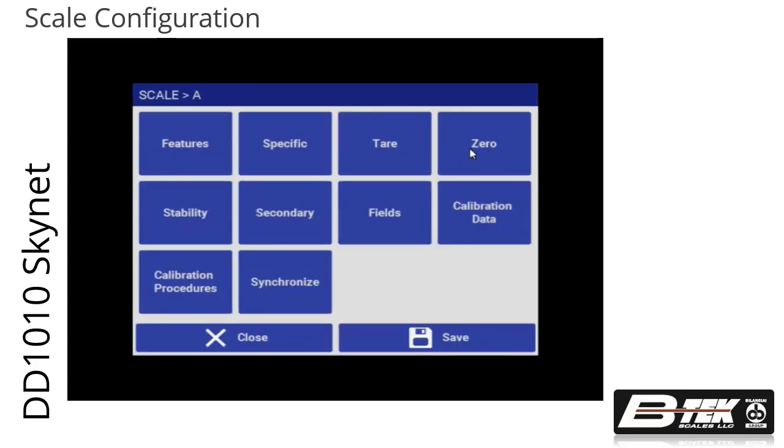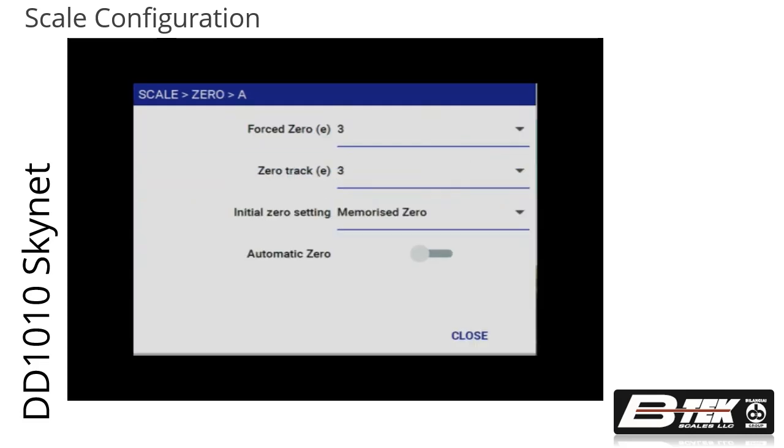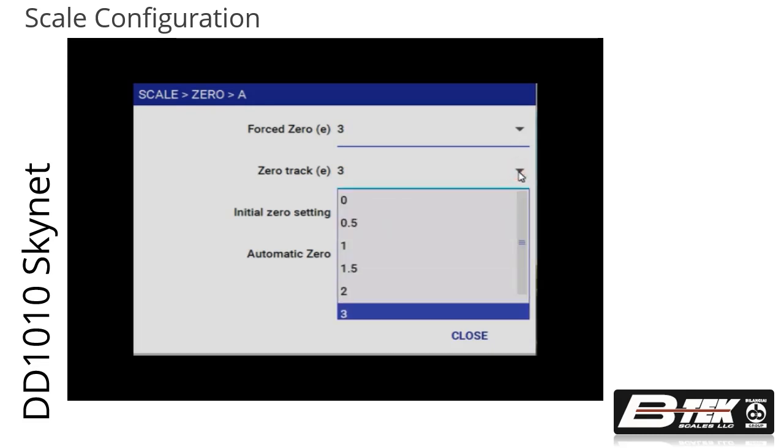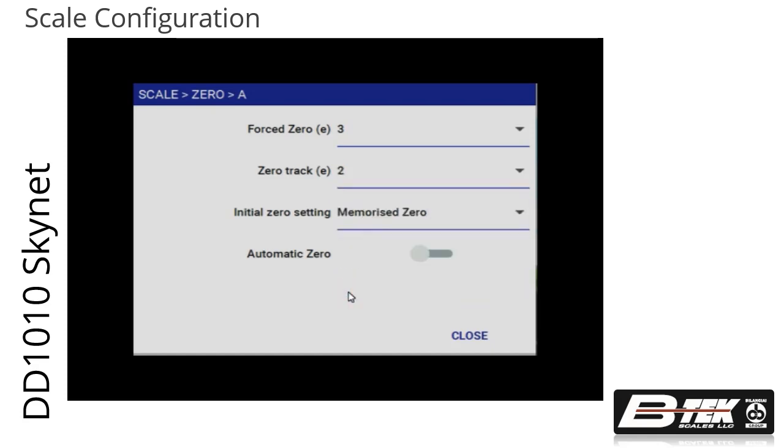Next, let's review our 0 settings. The recommended settings for 0 tracking is force 0 set to 3 divisions. 0 tracking usually is set to 1 or 2 divisions, depending on your graduation size. For a 50-pound graduation, 1 grad is recommended. For a 20-pound graduation, 2 graduations is recommended.